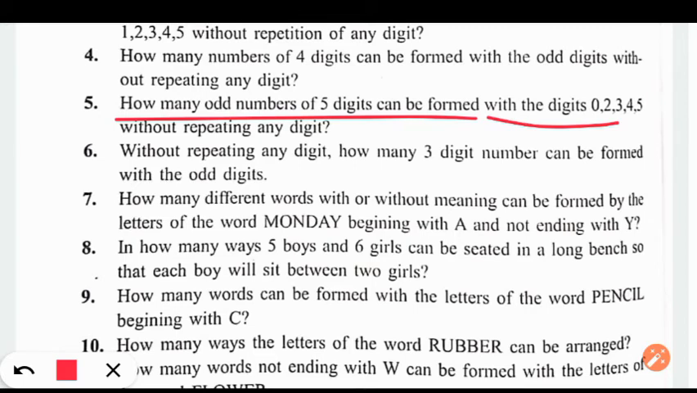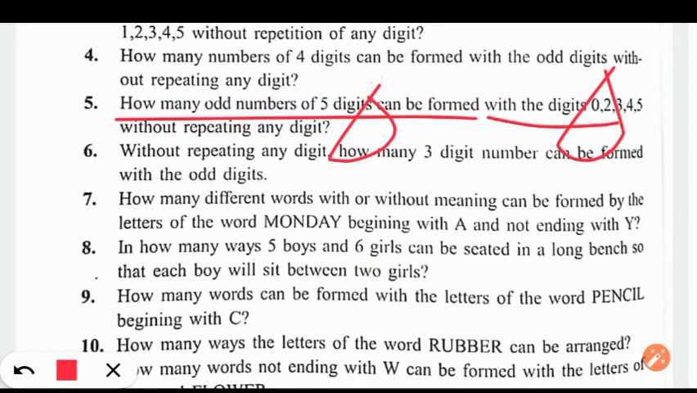Let me tell you one thing. When in the given digits we have 0, you have to be aware that 0 is there. One of the digits is 0. Because if the starting digit becomes 0, suppose we are required to form a 5 digit number.